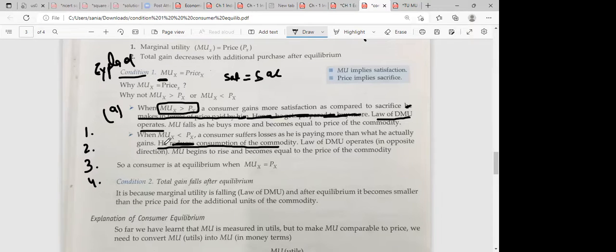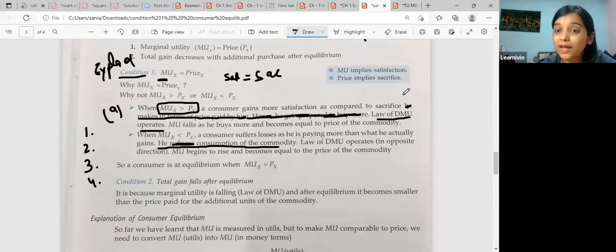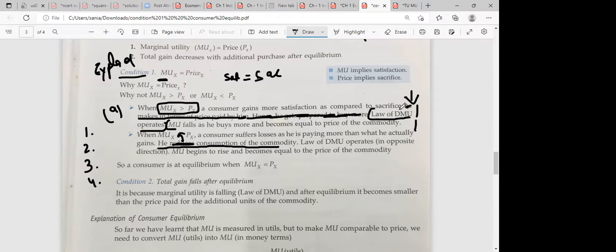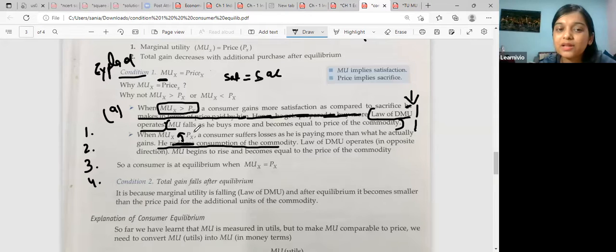And then the law of DMU will operate. He increases consumption of commodity. Then the third point, this law of DMU. And the fourth point: MU falls. So that's it. The 4 points you have to write. And similarly, everything will be opposite for the next one.